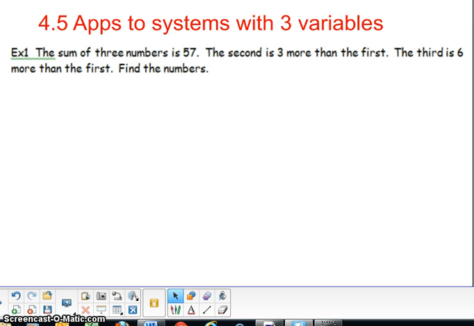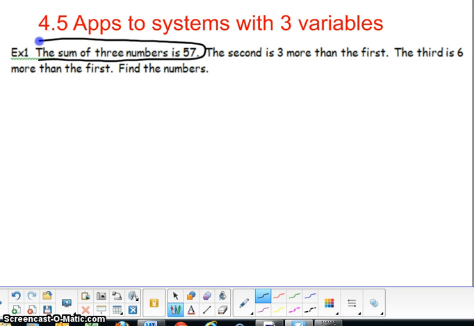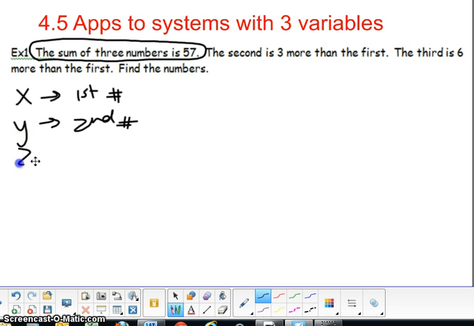In this first example, you can look at each sentence and come up with an equation for each of them. So you can read that the sum of the first 3 numbers is 57. So label x as our first number, y as our second number, and z as our third number. And that will help you organize your thoughts.